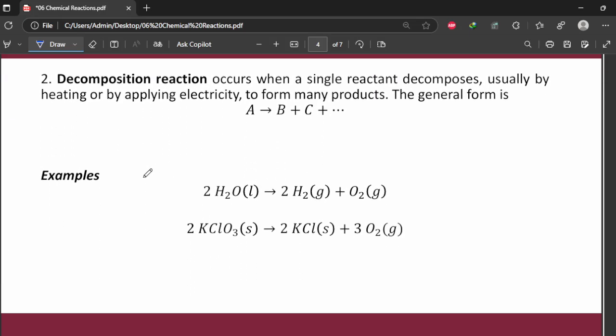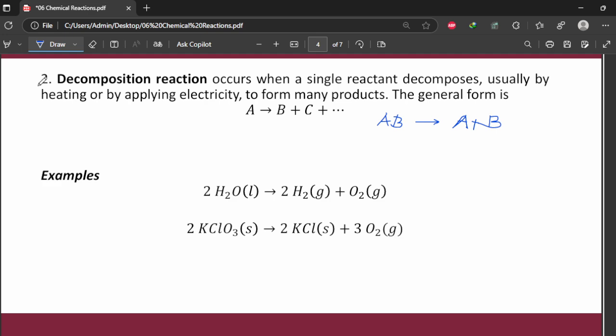For decomposition reaction, it occurs when a single reactant decomposes, usually by heating or applying electricity, to form many products. The general form would be A will be decomposed into B plus C or any other product. Or it can also be AB to form A plus B. So this is the opposite of your combination reaction, also known as your synthesis reaction. Because in a decomposition reaction, from the name itself, it decomposes.